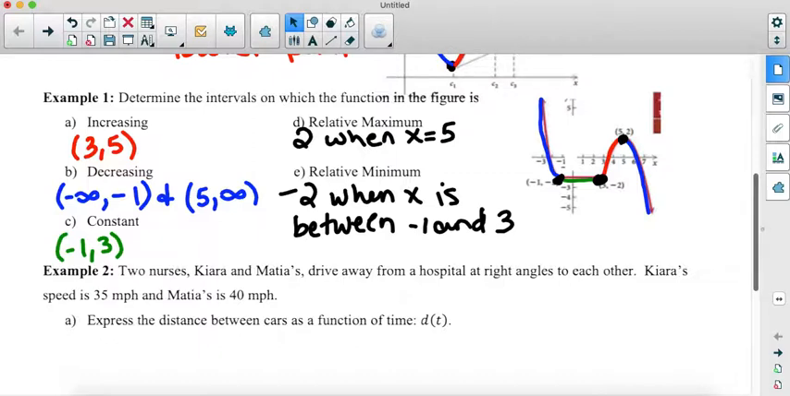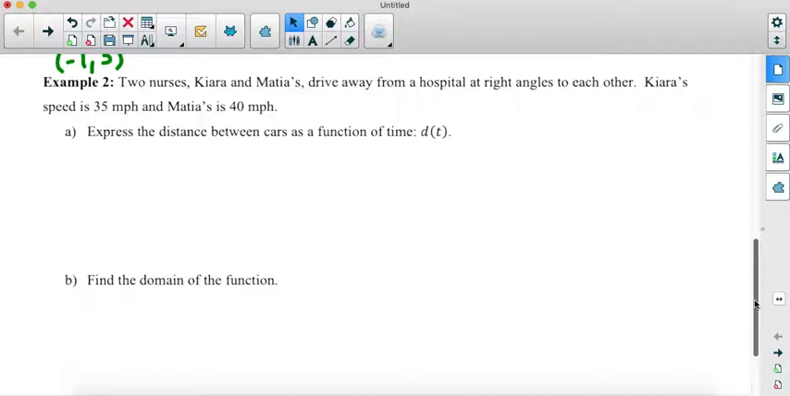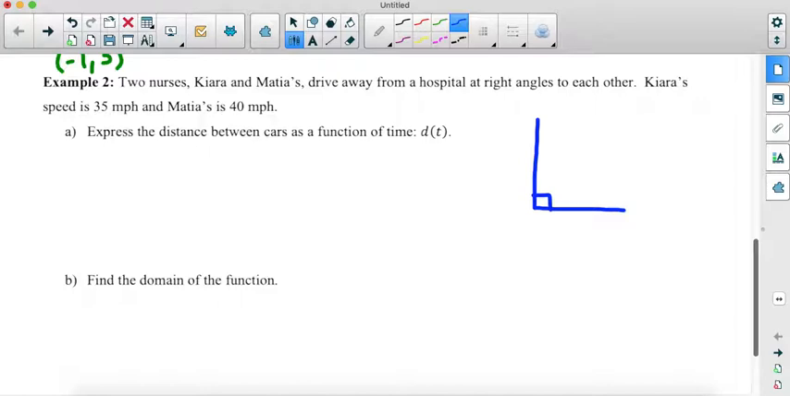All right, I'm going to do example number 2 with you, and then that might be all we talk about. We have two nurses. They drive away from a hospital at right angles to each other. We'll go ahead and draw a picture here. Here are our two nurses driving away from each other at a right angle. Kiara's speed is 35 miles per hour, driving away from that hospital, and then 40 miles per hour over here, and that's Nadia. And then we want to know the distance between the two cars.